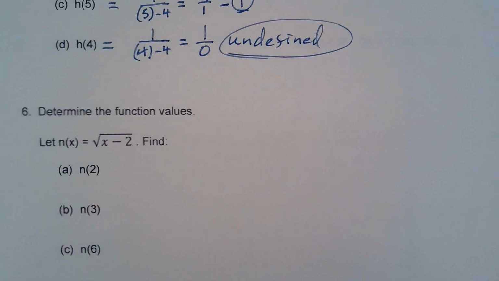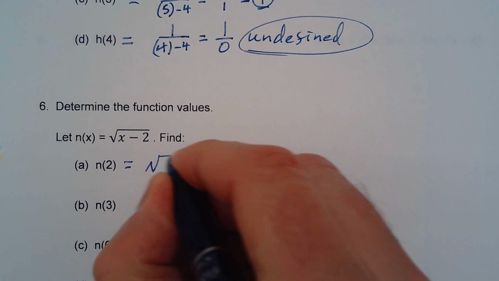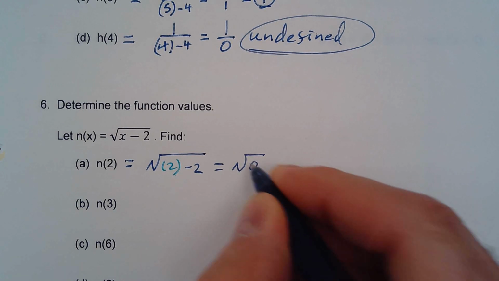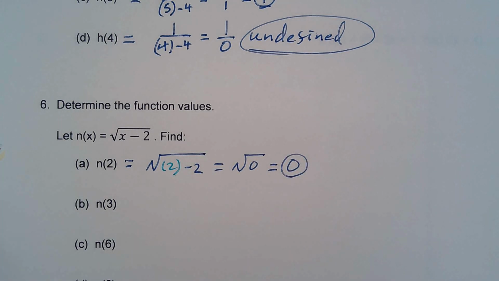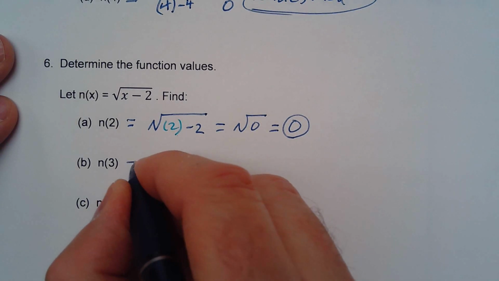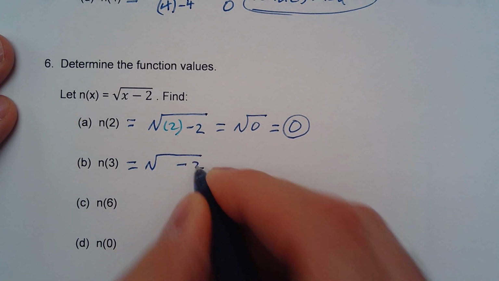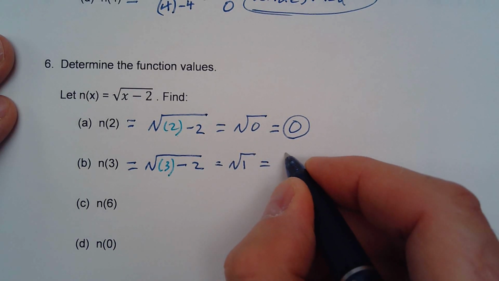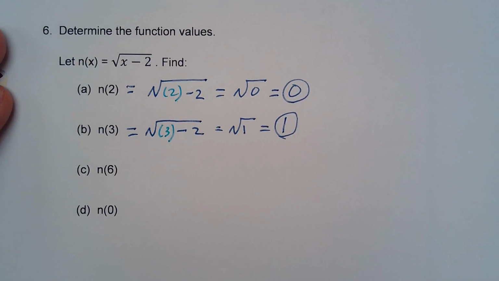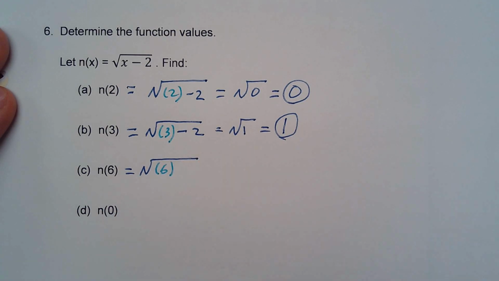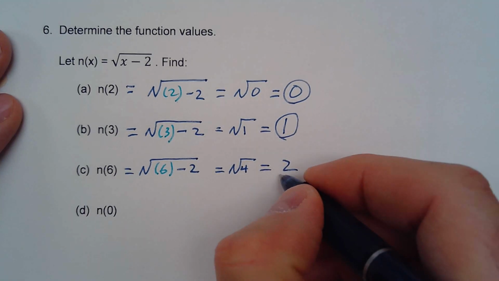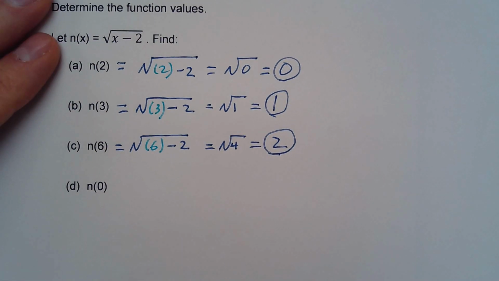Let's try number 6. So again, I'm going to replace x by 2 here. That's just the square root of 0, which is 0. Let's try this next one. So I'm going to replace x by 3. That's the square root of 1, which is 1. All right, let's do the next one. We're going to plug in the 6. That's the square root of 4, which should be 2. And the last one, we're going to do 0.